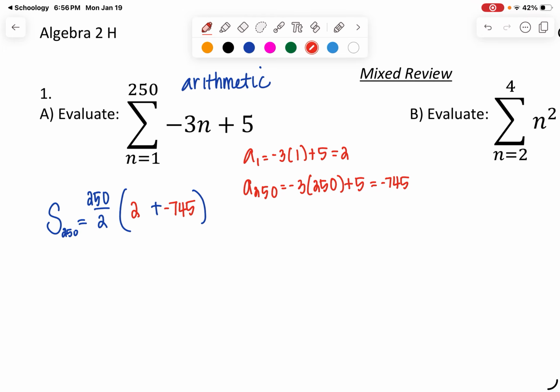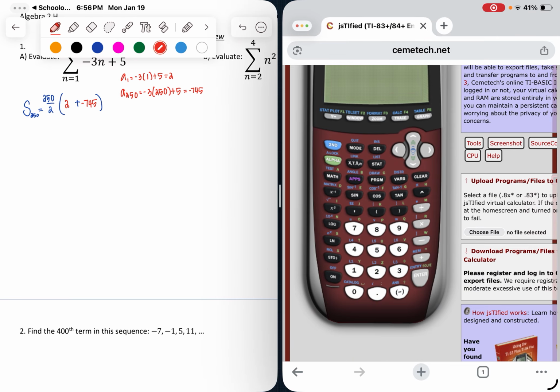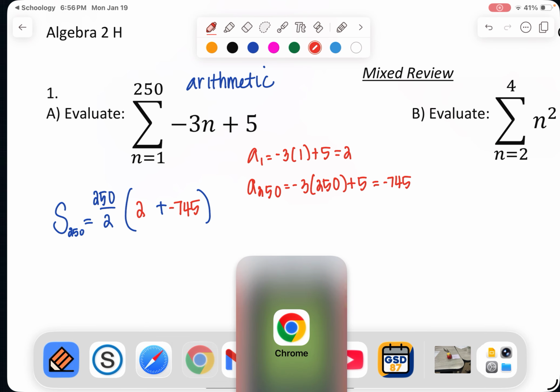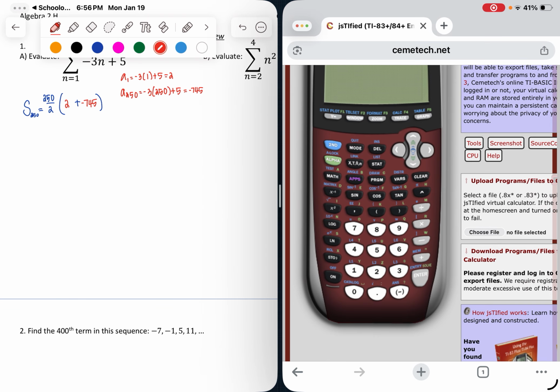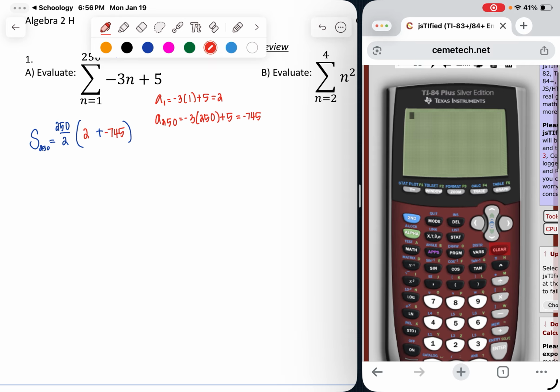I already have my calculator, which I recently put away. Sorry about that. What a wonderful start to my... there we go. Okay, clear.